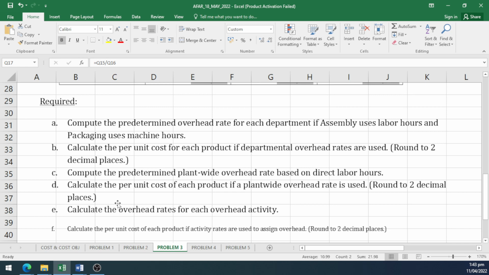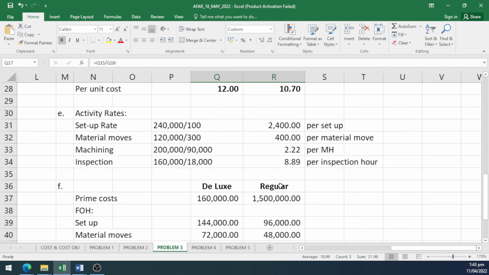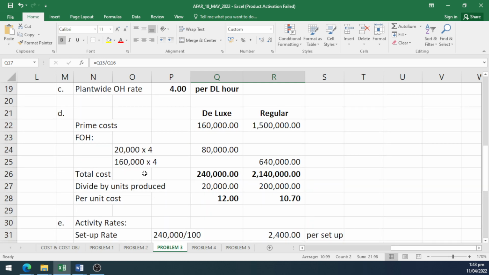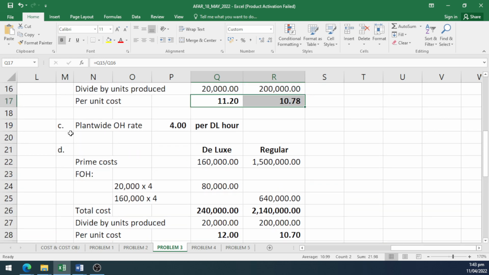If plant-wide system is used, item letter D. Pag plant-wide tayo, calculate the per unit cost of each product if plant-wide is used. Pag plant-wide system tayo, isang overhead rate lang ang ating kakailanganin.